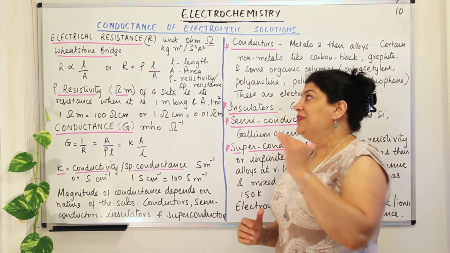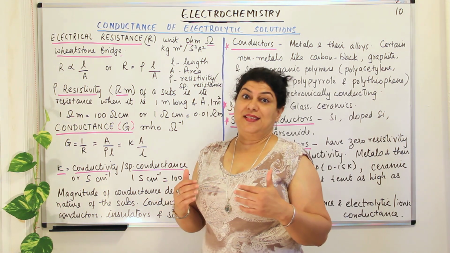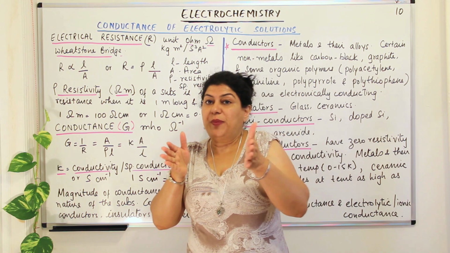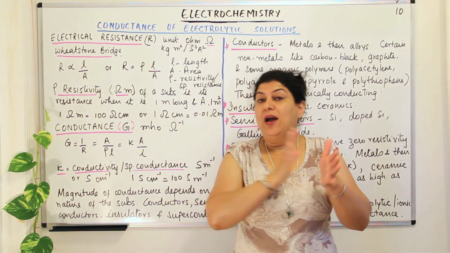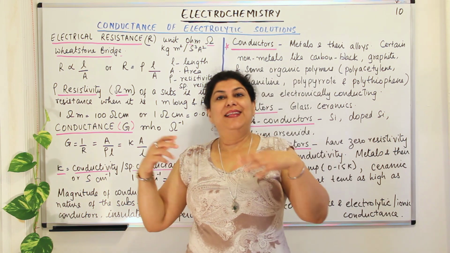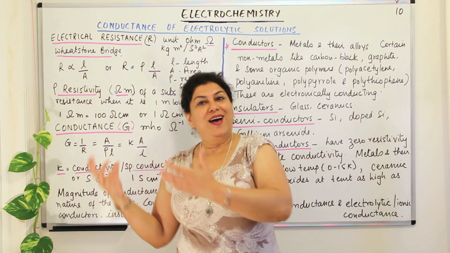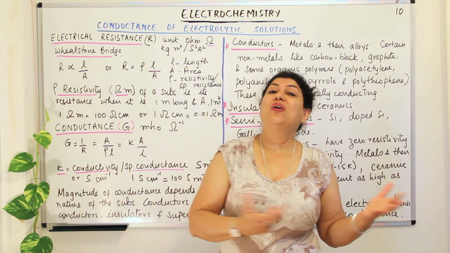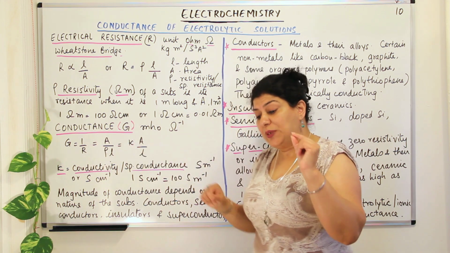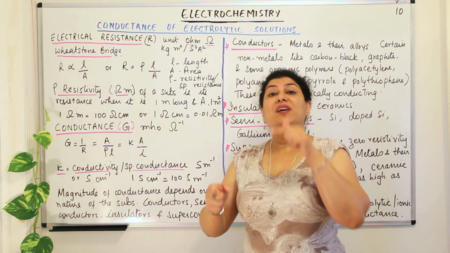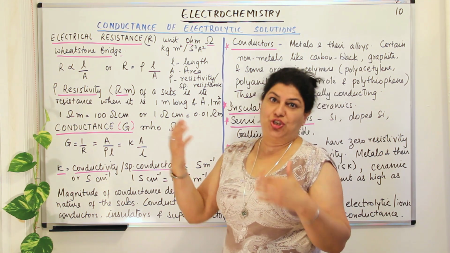Now the opposite of resistance is conductance. Resistance is stopping, some force that stops the electricity from flowing. The opposite of that would be that substance or that force that allows the electricity to flow. So that is known as conductance. So conductance is the inverse of resistance. It would be the opposite, you would say.